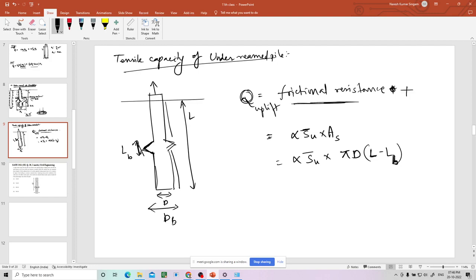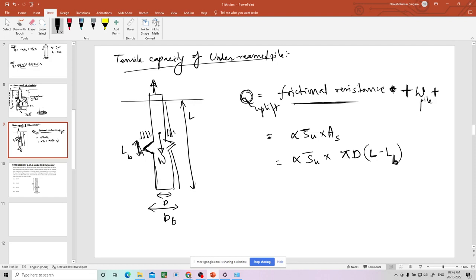So the frictional resistance is fine. And what other resistance can be added when you are applying upward load? The weight of the pile. If it is W, that weight will also act downward. That will also give some resistance. The weight of the pile. And what other portion from the under-reamed pile? This bearing resistance, right?